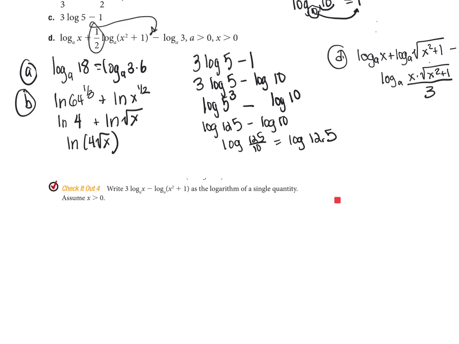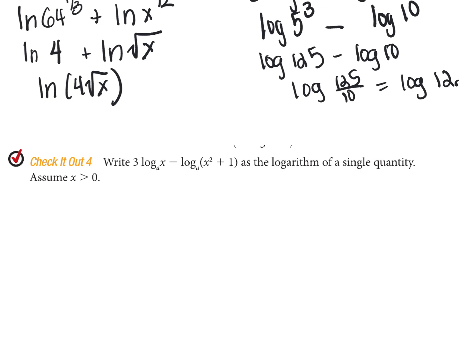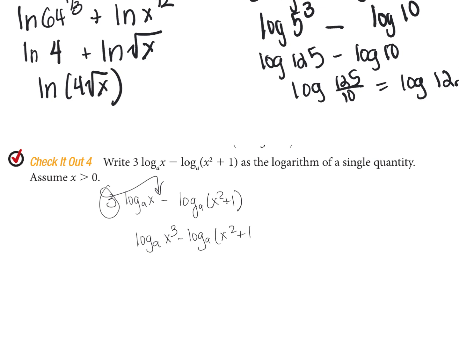And here we go, one more down here. Let's zoom that in so everyone can see it. That is log base a. So this is our original problem we're starting with. And we're going to pop that guy up. And now we're going to take the log base a of x cubed over x squared plus 1. There we go. Single logarithm.